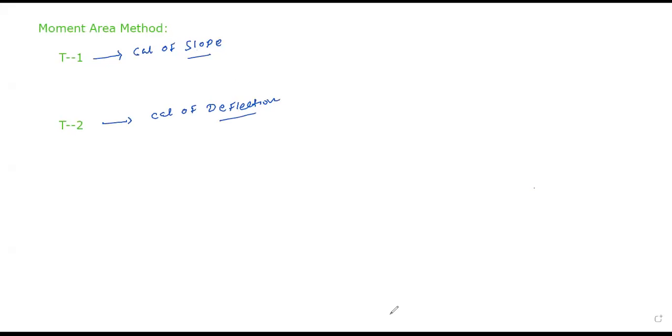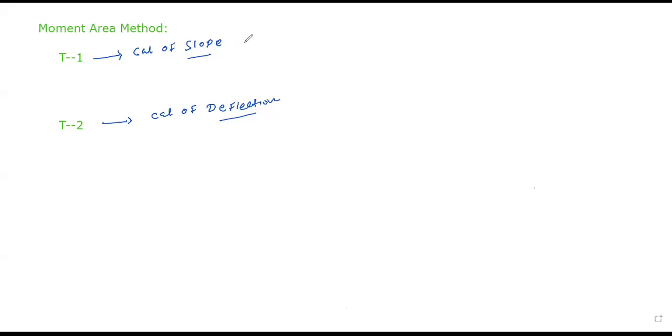First, there are 23 people in the room. Please give me confirmation. Okay. So theorem number 1 is basically used for calculation of slope, and theorem number 2 is basically used for calculation of deflection. Please confirm in chat box.